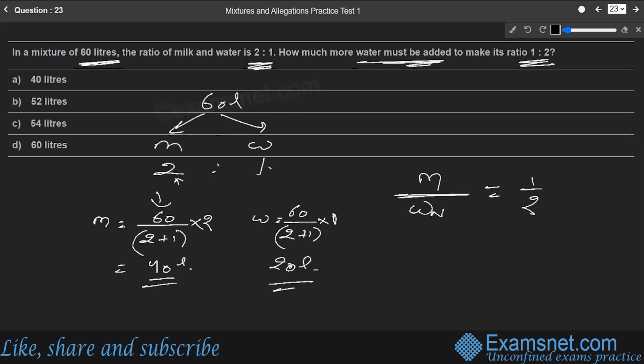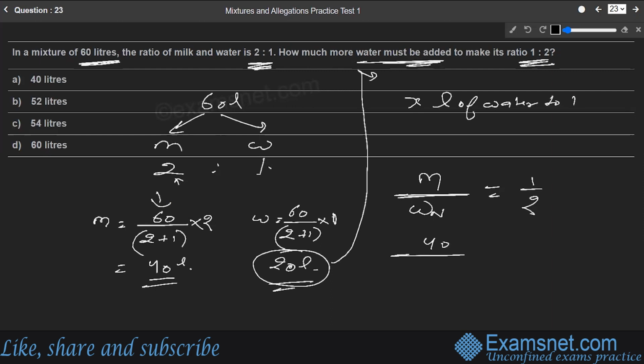So how much is the milk part? The milk part remains as it is, because no addition or subtraction has been done to the milk volume. Divided by the water part. The original water part was 20 liters. How much water has been added, that we have to find out. So let us assume x liters of water is to be added to give the composition 1 is to 2. The new water quantity becomes 20, originally available, plus x we added. So 40 divided by (20 plus x) is equal to 1 by 2. If we solve this equation further, 80 is equal to 20 plus x, so the x value comes out to be 60 liters.